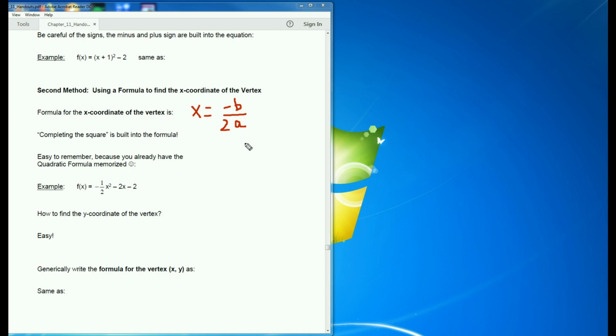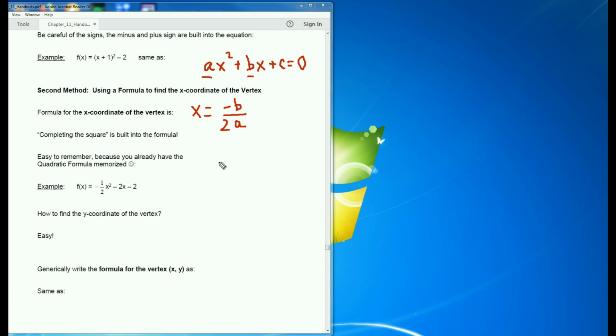That's it. Okay, so again, this is when you have your quadratic in standard form. So in other words, you have ax squared plus bx plus c equals 0. Okay, so the b and the a right here are coming from right here.